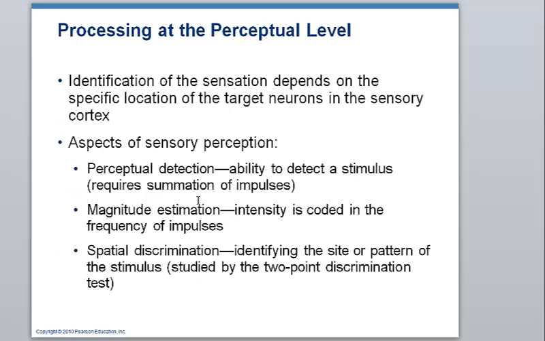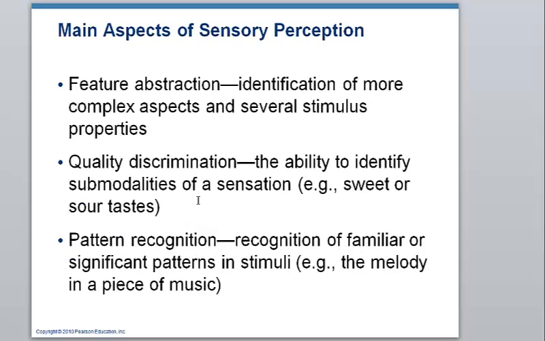Perceptual level. Now the sensory information will be determined by the cells located in your postcentral gyrus. Well, what kind of information did you receive, right? Should you react to it? So these aspects of sensory perception take place here: ability to detect a stimulus, magnitude, intensity of the impulse frequency itself, and spatial discrimination. Where exactly does it happen? A 2-point discrimination test is done. Okay. All right.